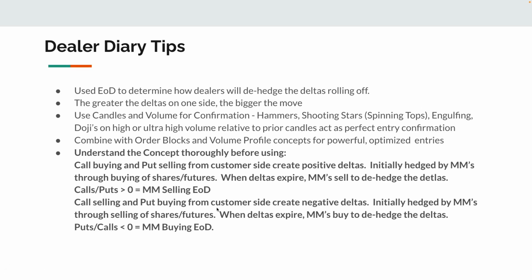Call selling and put buying from the customer side creates negative deltas initially hedged by market makers through the selling of shares and futures. When those deltas expire, market makers buy to de-hedge. So again, puts and calls less than 0 equal market maker buying end of day. So that's how that gets used.